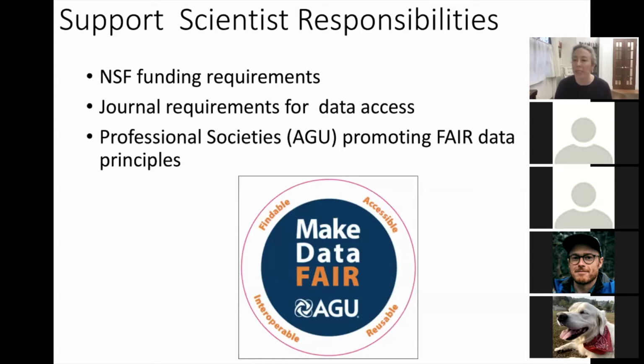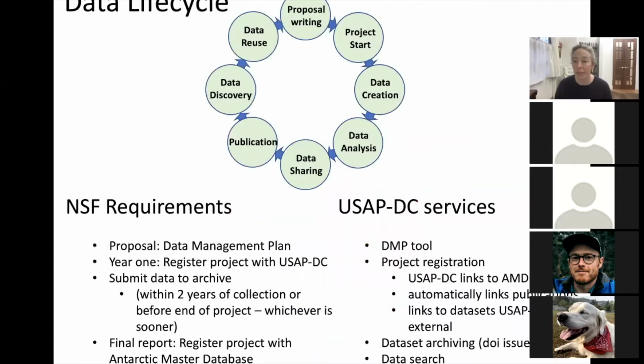And then the professional societies, which represent what we all want to do as scientists, are promoting FAIR data practices, which apply to archives, but also to the spirit of how we do our science. That data should be findable and accessible, interoperable between systems, and reusable. So that's really what's steering having a data center, and this one is committed to the Antarctic data from the NSF.